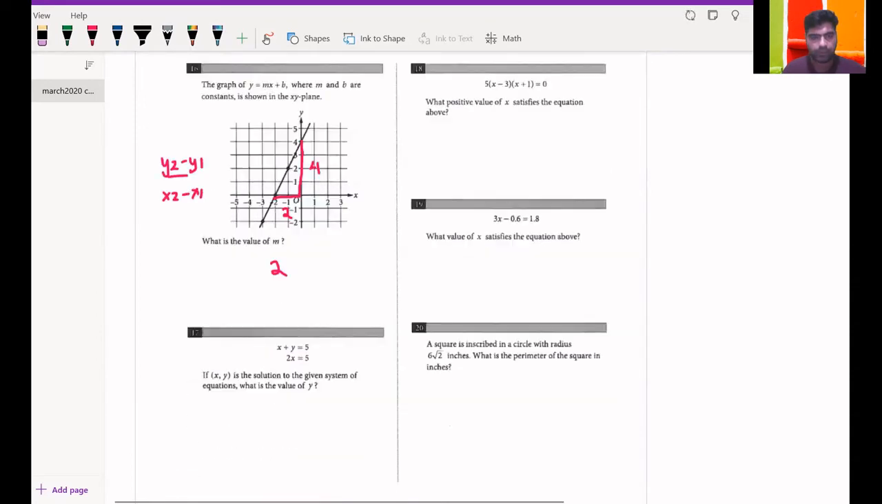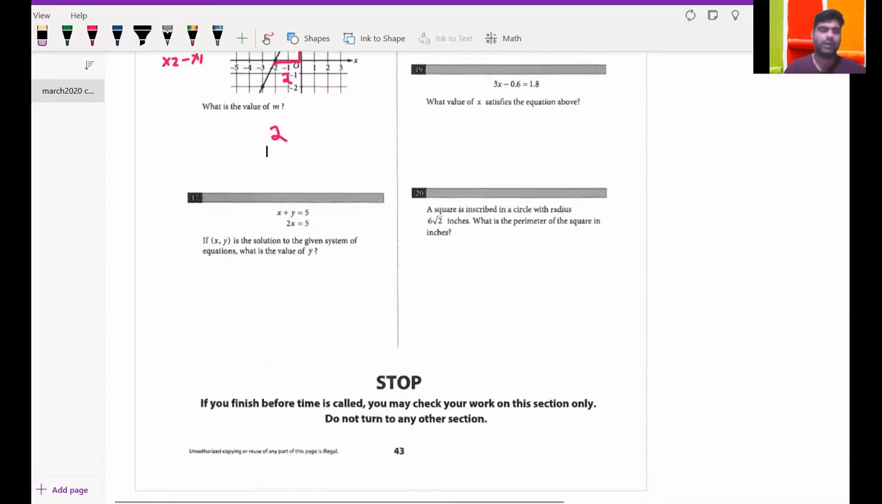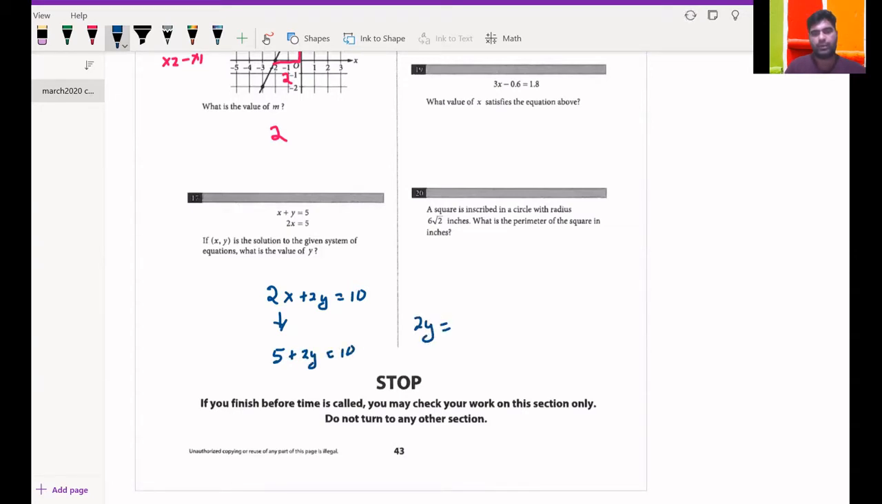17, I have to find the value of y. 2x is 5. I can rewrite the first equation as 2x plus 2y equals 10. In place of 2x, I will plug in 5, so 5 plus 2y equals 10. 2y is 5, y is 5 over 2, or 2.5 if you like decimals.